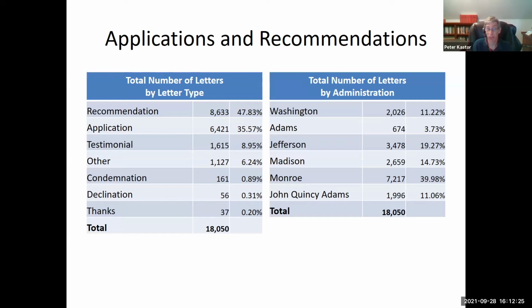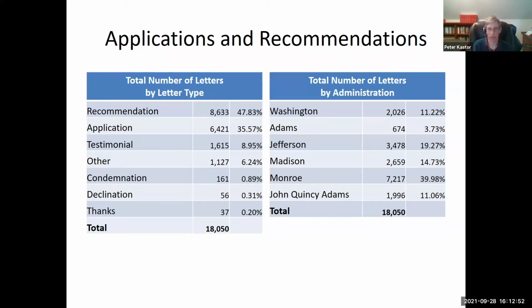So for example, 8,000 of these are letters. Actually, there are more letters of recommendation than application. There actually are 161 condemnations in this collection of people writing, saying, whatever you do, don't give this guy a job. But this is the first set of data. This is trying to understand who's trying to get a federal job. And I start with this because this is the most challenging stuff.